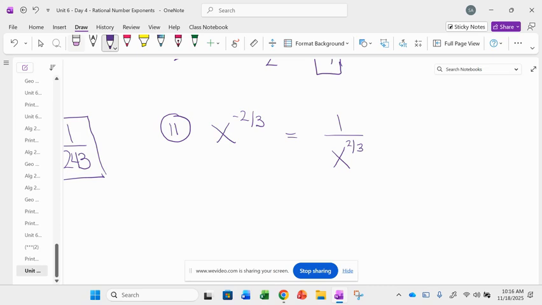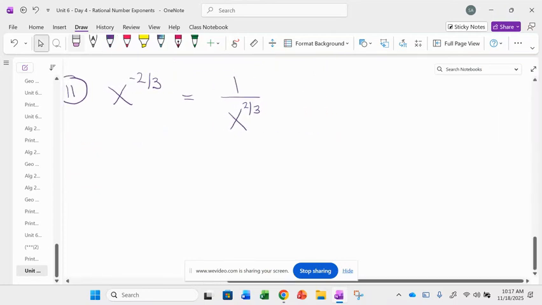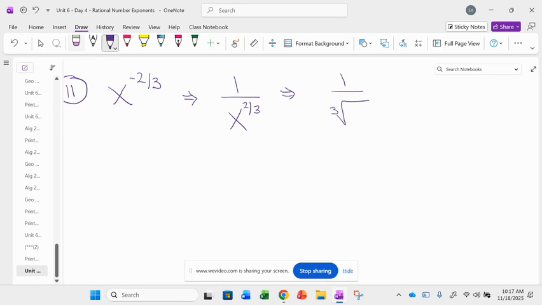Are you allowed to leave a radical in the denominator? Never. So are you allowed to leave a fractional exponent in the denominator? Never. I'm going to show you 2 different ways to do this. The first way is changing this to a radical. If you change this to a radical, this would be 1 over the cubed root of x squared. Do we agree?